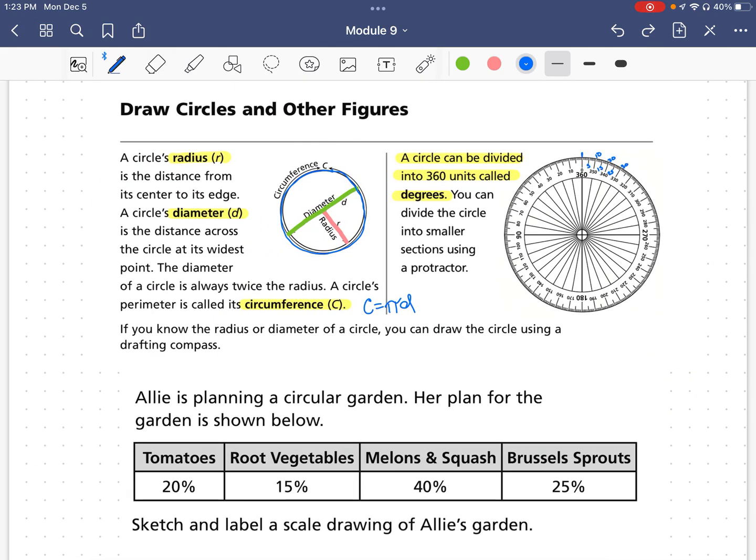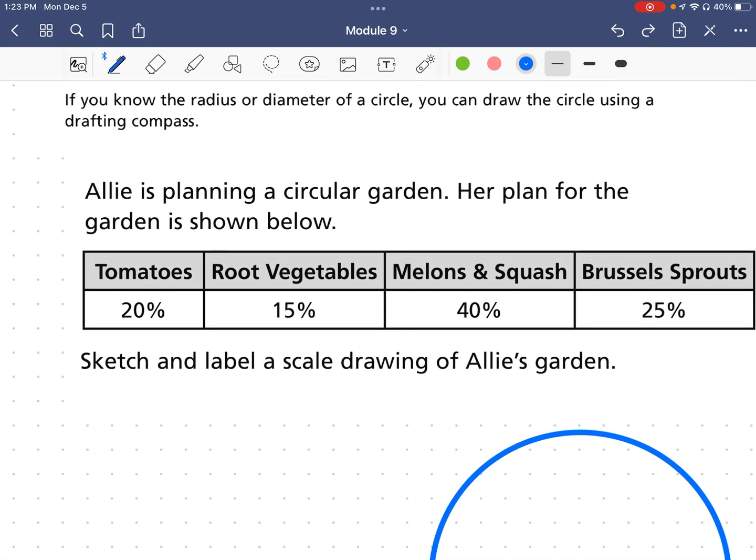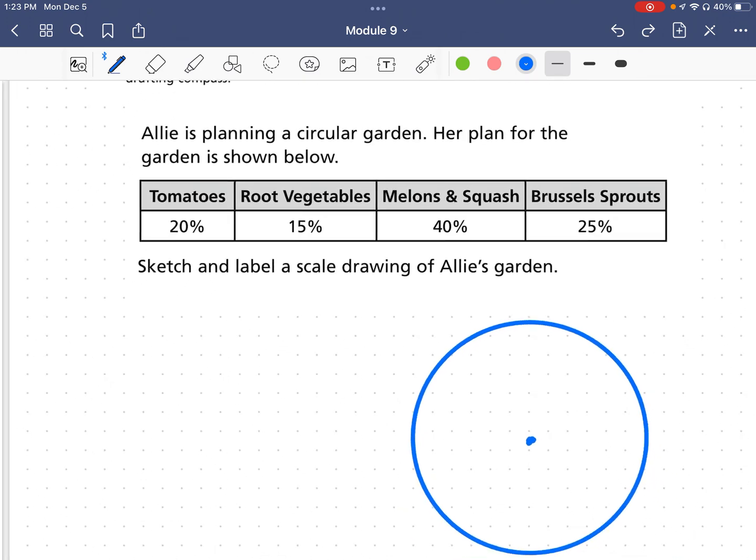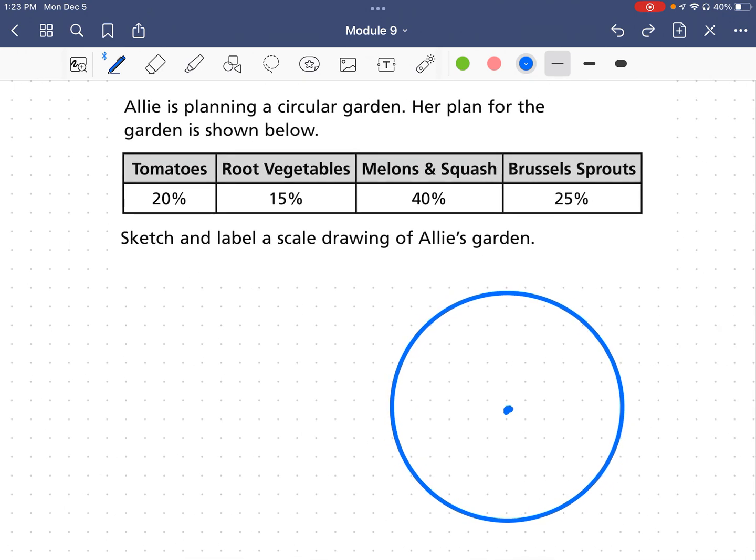So how we're going to use this in a problem here is we have Allie is planning a circular garden. Her plan for the garden is shown below. She wants 20% of the circle to be tomatoes, 15% to be root vegetables, 40% for melons and squash, and then 25% for Brussels sprouts.